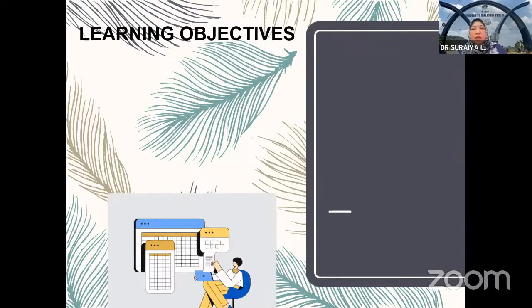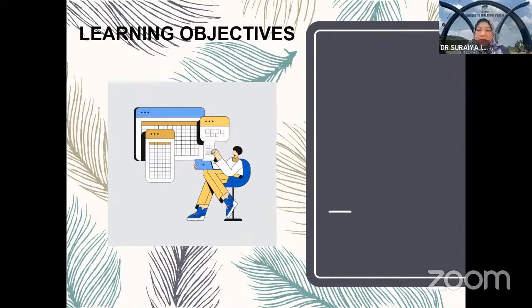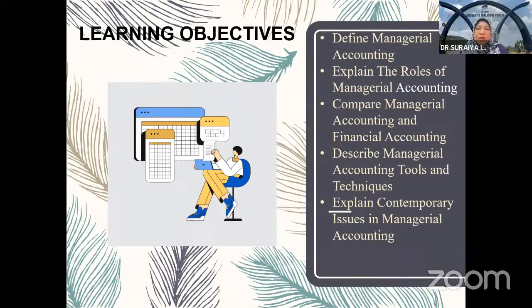Okay, to the learning objective. First of all, we have to understand that managerial accounting plays a vital role in the organization and for all the stakeholders around the company. It doesn't matter whether it's a big company, an SME, or a private company. Managerial accounting has a major role especially in decision making, planning, controlling, and so on. So these are the learning objectives today.